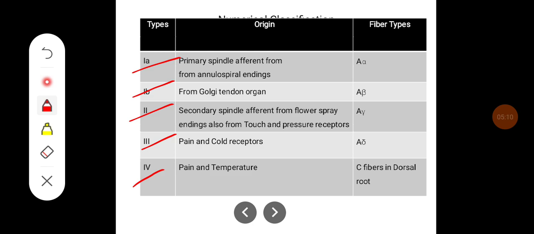1A type of fibers are primary spindle afferents from the annulospiral endings, and 1B fibers are from the Golgi tendon organ, and type 2 fibers are secondary spindle afferents from flower spray endings and also from the touch and pressure receptors. Type 3 are pain and cold receptors, and type 4 for pain and temperature.